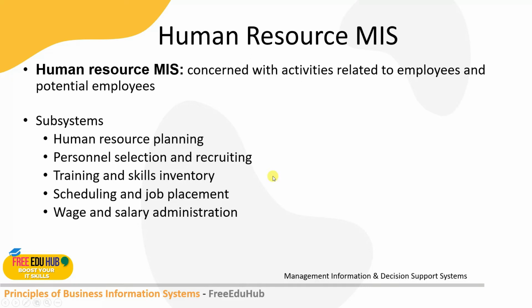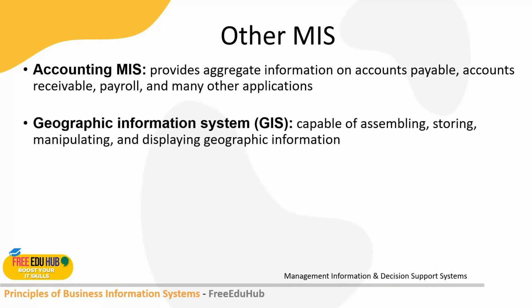Then we have other MIS systems like accounting MIS, which provides aggregate information on the accounts payable, accounts receivable, payrolls, and other applications. Since all of these information systems are focusing on different entities, they have a clear understanding of all the operations which take place under a certain entity in a business. Now, since it's an accounting information system, it is focusing only on accounts payable, accounts receivable, payrolls, and other things. Then we have geographical information systems. It is capable of assembling, storing, manipulating, and displaying geographical information.